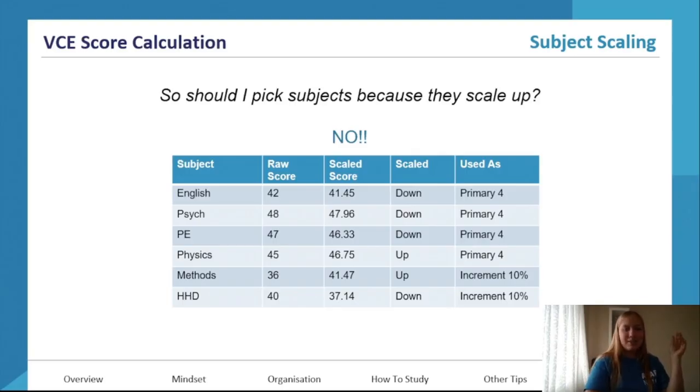So just to let you know, similarly, if you score very high for a subject that scales up, the scaling up will not have a significant effect on your score. It will not significantly scale you up. So be mindful that scaling is pretty much almost irrelevant besides you understanding it. But picking subjects because they scale up is absolutely pointless. And only choose subjects based on what you think you're good at and what you think you can score highly in and what you enjoy studying.